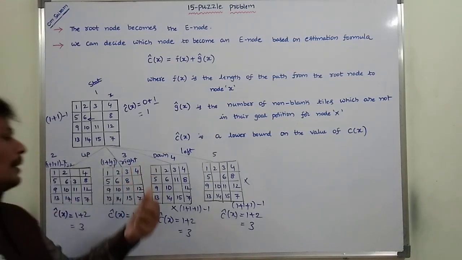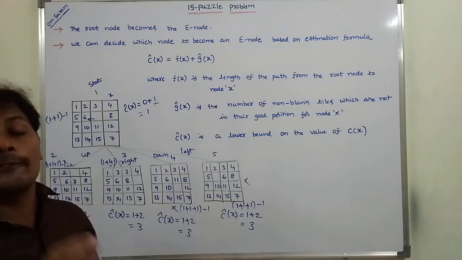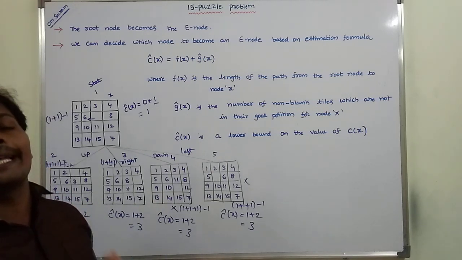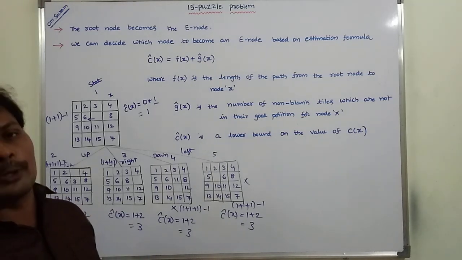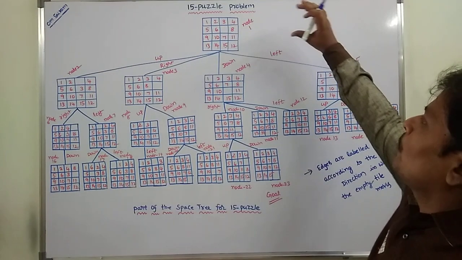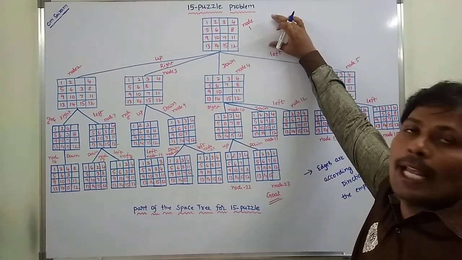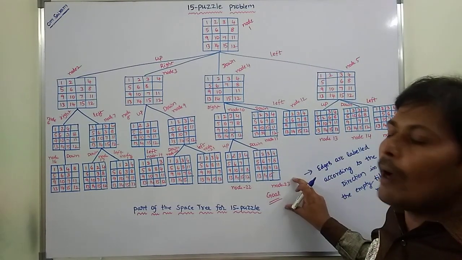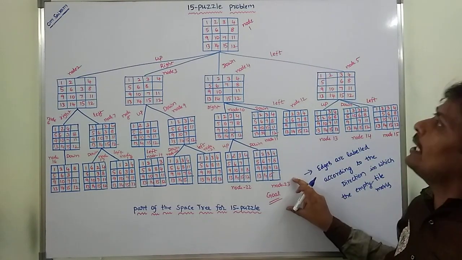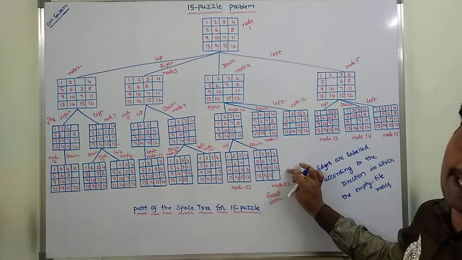g of x can be calculated by counting how many tiles are not in the correct position when we compare with the goal position. Now this is the initial assignment and the final node 23 is the goal assignment. This is the initial assignment, this is the goal assignment.